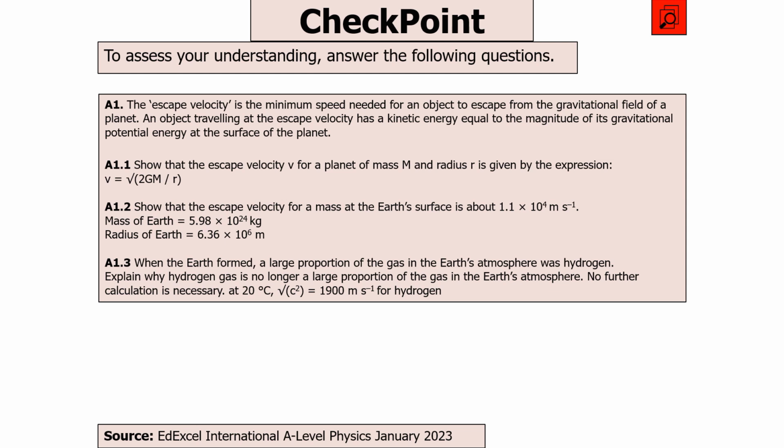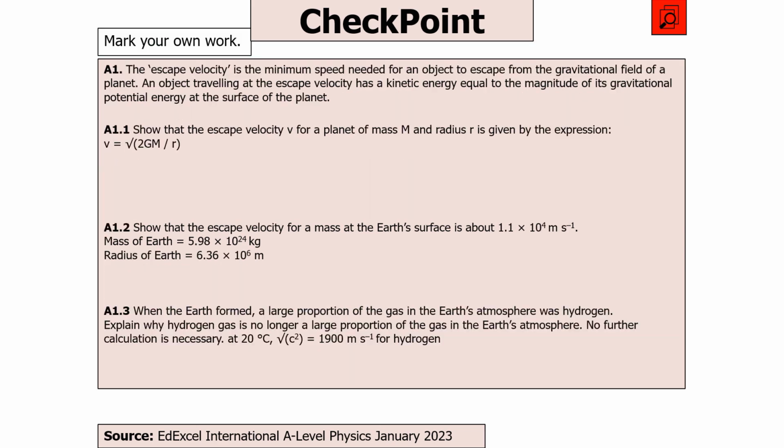Then when the Earth formed, a large proportion of the gas in the Earth's atmosphere was hydrogen. Explain why the hydrogen gas is no longer a large proportion of the Earth's atmosphere. At 20 degrees, the root mean square speed is 1900 meters per second for hydrogen. So pause the video now, then unpause the video when you want to go through your answer.